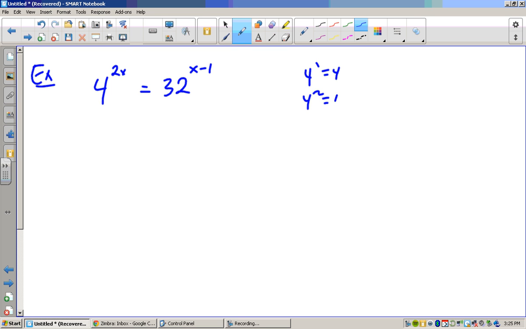4 squared is 16. 4 cubed is 64. I almost wrote 32, but it's not right. It's 64. So that doesn't work for me. I can't write 4 to some power giving me 32. So in that case, we have to write both of these as a different power.